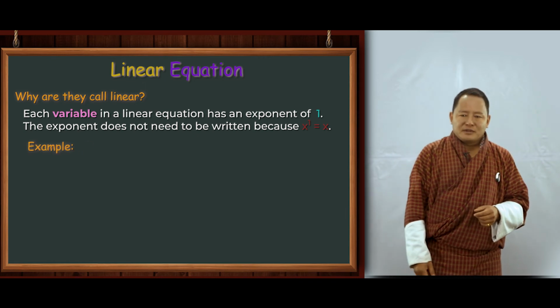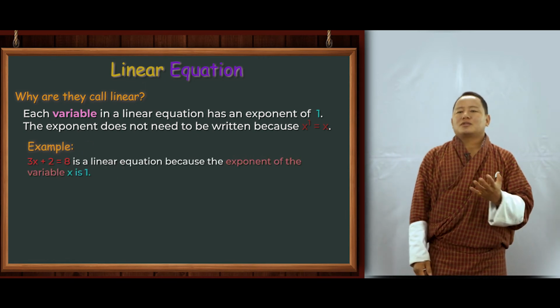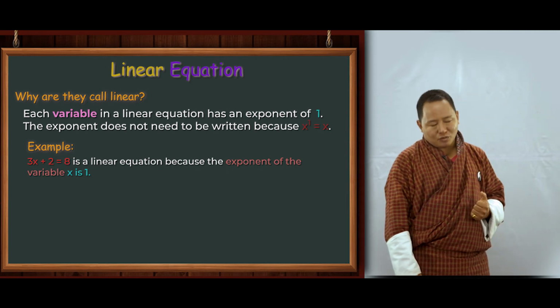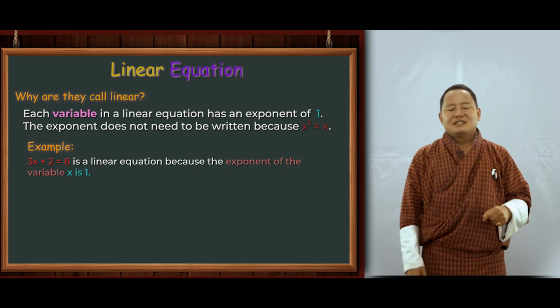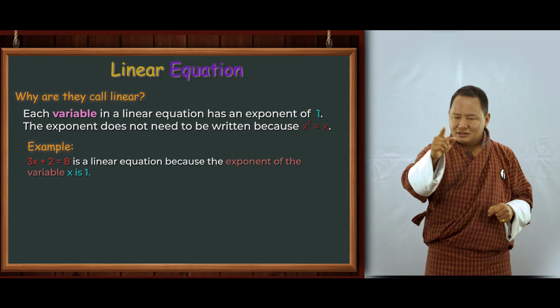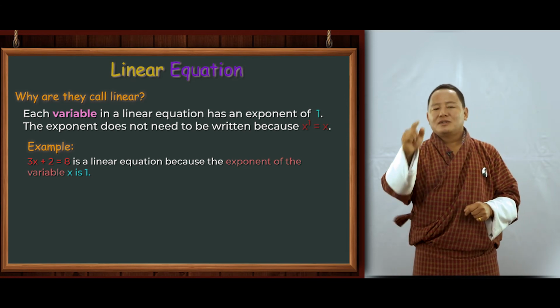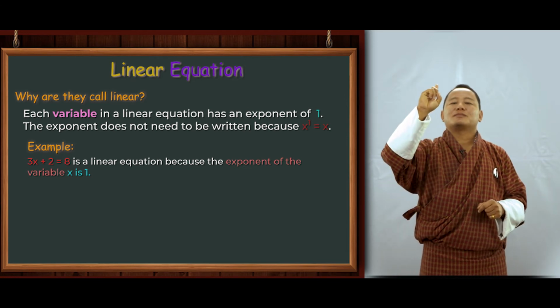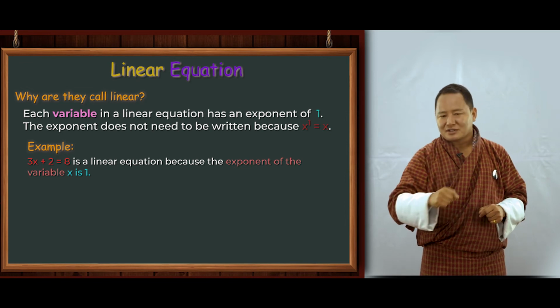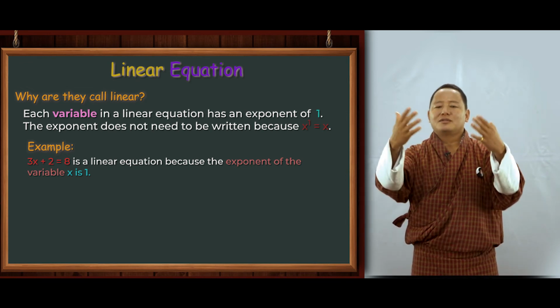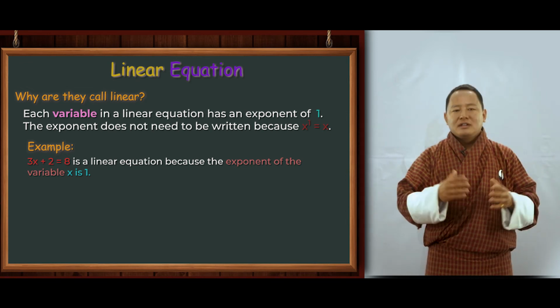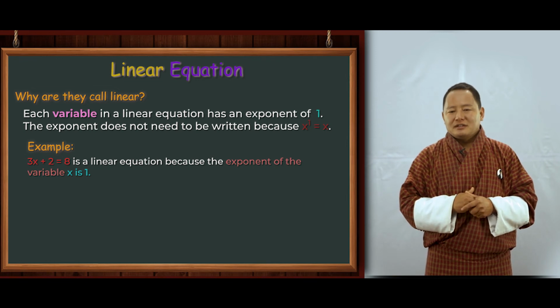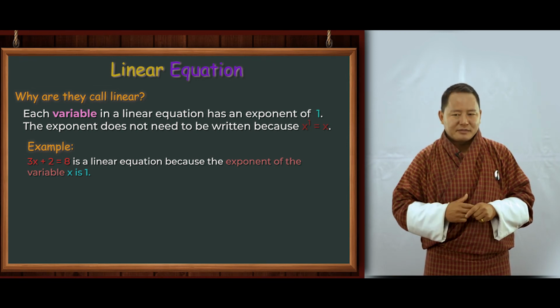So for example, 3x plus 2 equals 8 is a linear equation. Why? Because in this equation, the variable is x. So variable x has exponent 1, but it is not mentioned. Why is it not mentioned? I already told you.